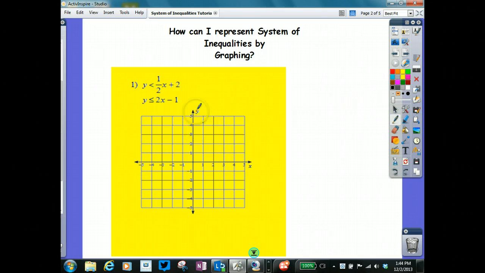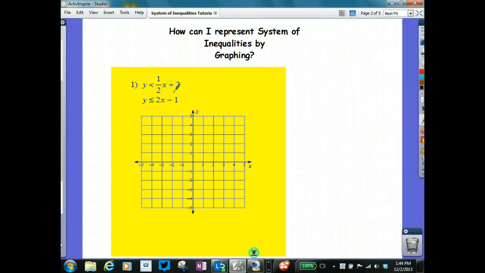All right, I look at these two. They're already in slope-intercept form. I just want to make sure I pay attention to my symbols. Let's graph the first one: y is less than 1/2 x plus 2. We start with the y-intercept. I'm going to plot that, and then go up 1 over 2, up 1 over 2.